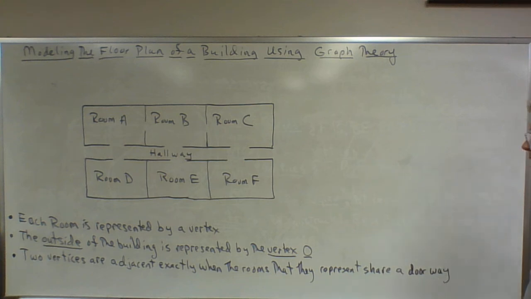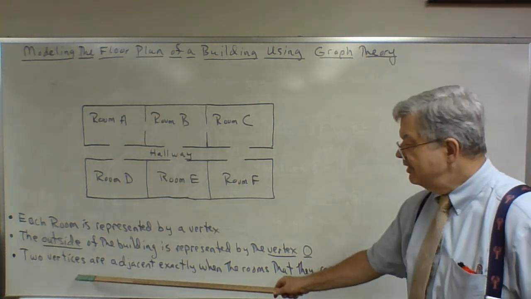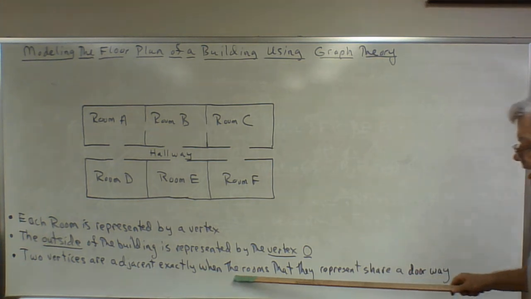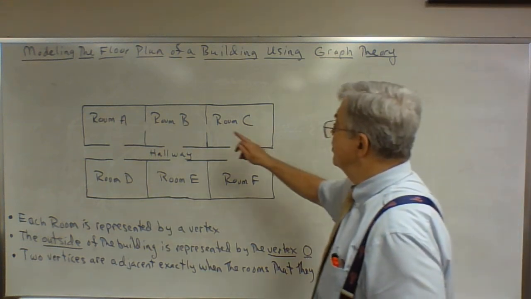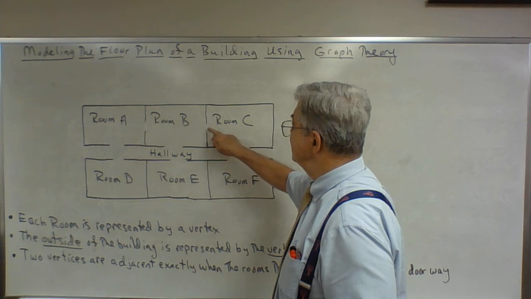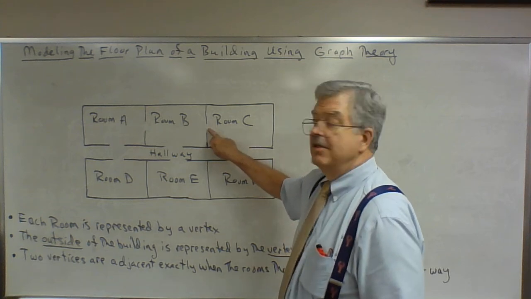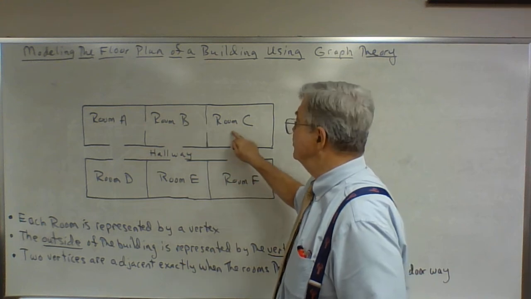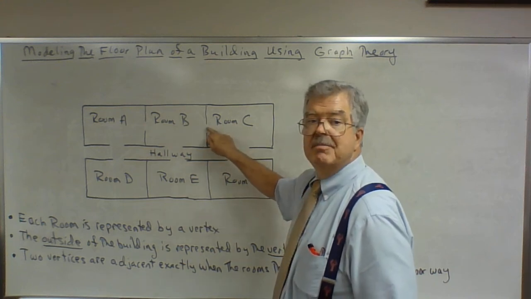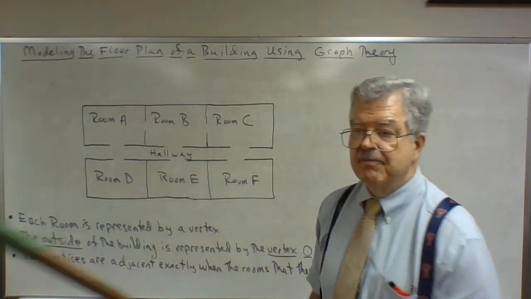And in our graph, two vertices are adjacent exactly when the rooms that they represent share a doorway. For example, room B and room C share a doorway, so the vertices representing room B and room C will be joined by an edge. They'll be adjacent.